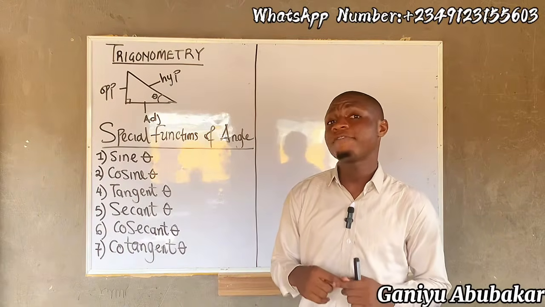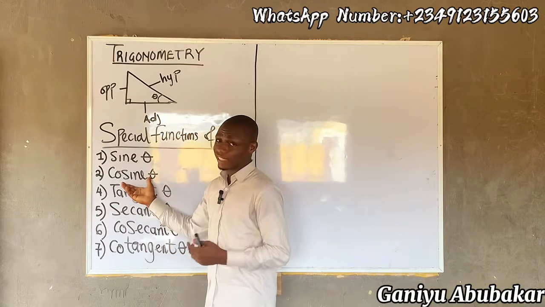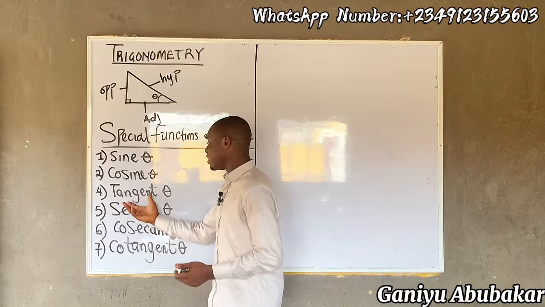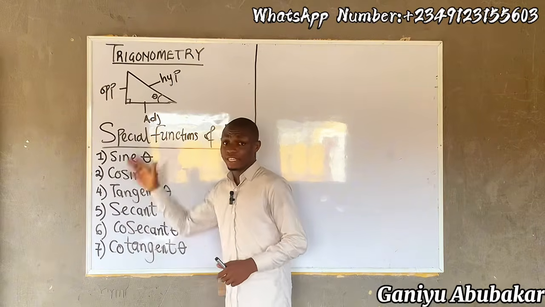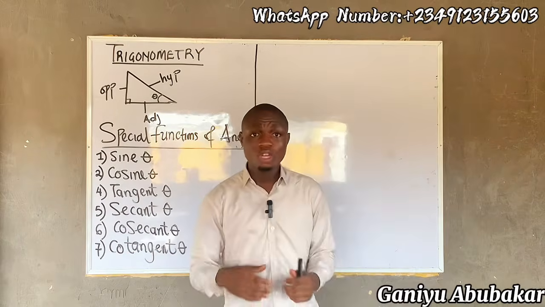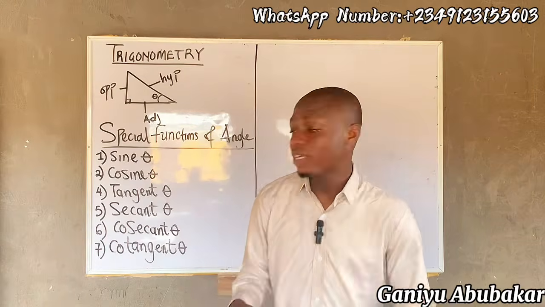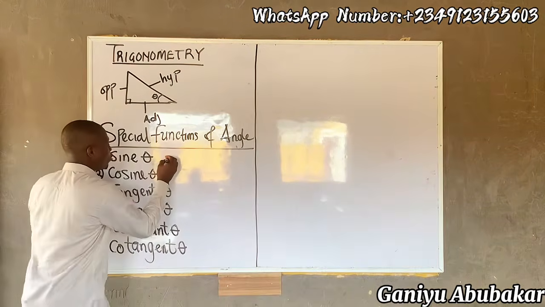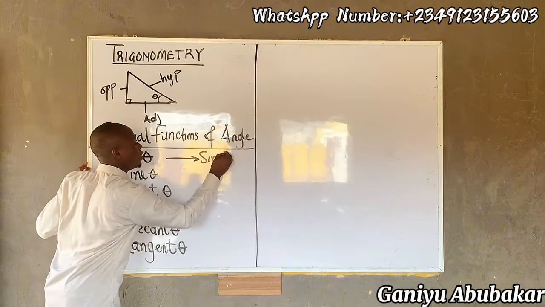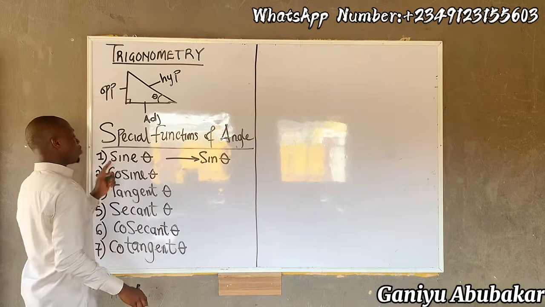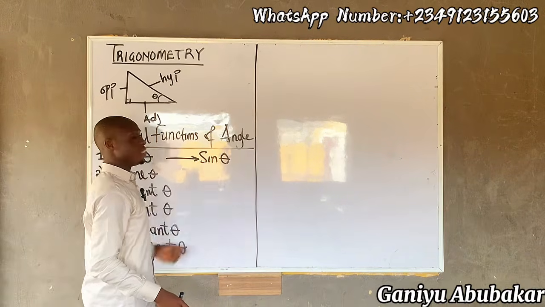Now, in advanced form, you don't write sine theta in this form. You don't write cosine theta, tangent theta, secant, cosecant, and cotangent in this form. These are too long. So there's a shortcut to writing these when it comes to calculation. First, for sine theta, the short form of writing it is said to be what? Sin theta. This is the short form of writing it.